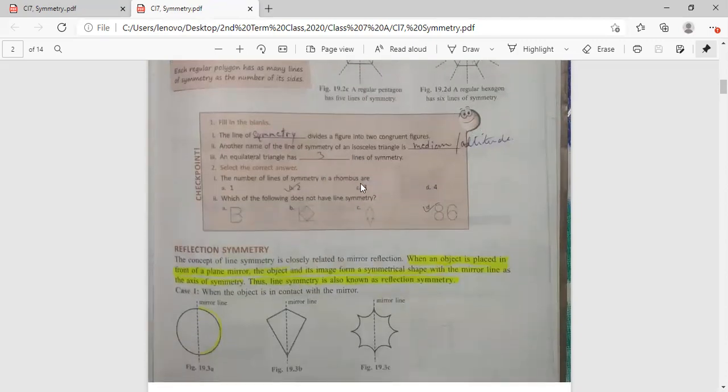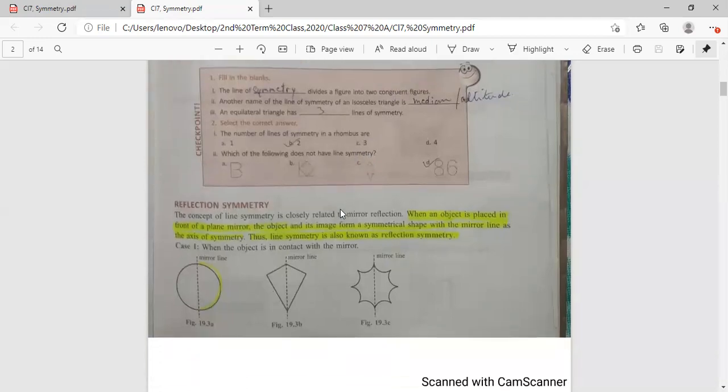In case of a rhombus, all sides are equal, but angles are not equal. So if you cut out a rhombus and find out the line of symmetry, then you can do this also.